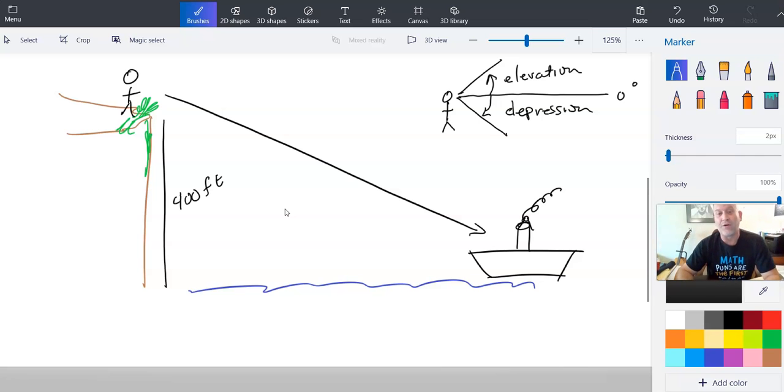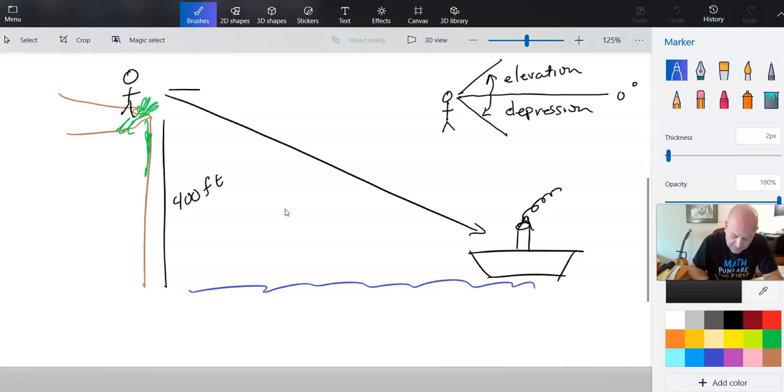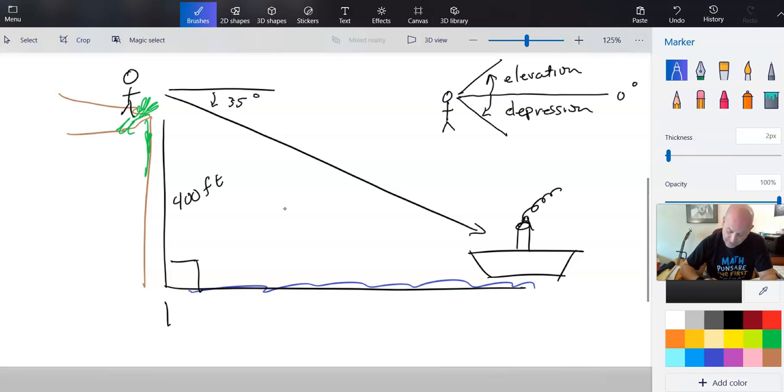So you're on a 400-foot cliff. You spot a ship out to sea, and what you notice is the angle of depression is 35 degrees. I know you guys always walk around on coastal cliffs with angle measuring devices, but you know. So the angle of depression is 35 degrees, and we want to figure out how far out to sea that ship is. Well, let's see here. What do we got? We have a right triangle. If I draw the whole thing in, I want to know what this side is.